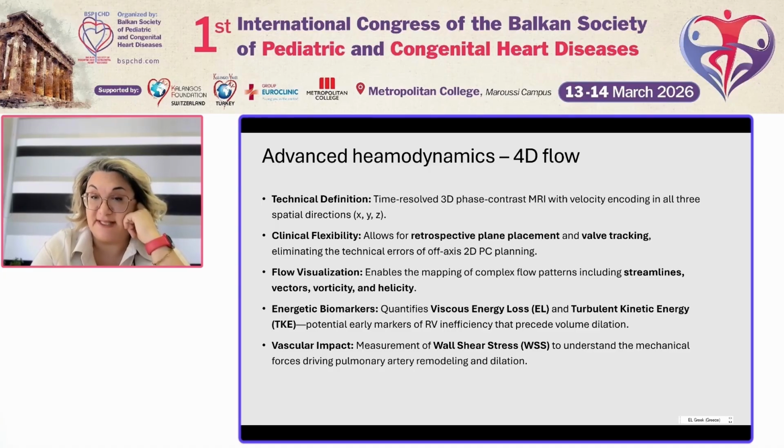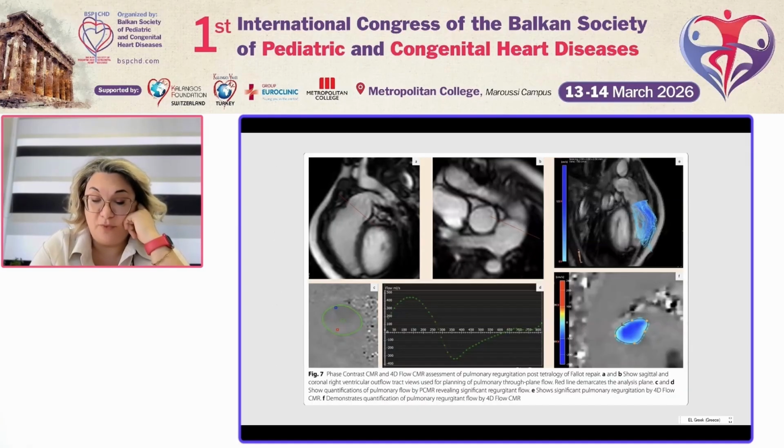4D flow: while 2D phase contrast CMR is the reference method for calculating regurgitant fraction, 4D flow provides a deeper understanding of right ventricular workload. The entire RVOT and pulmonary arteries are acquired in a time-resolved 3D dataset. Analysis planes can be placed retrospectively and valve motion can be tracked through the cardiac cycle.